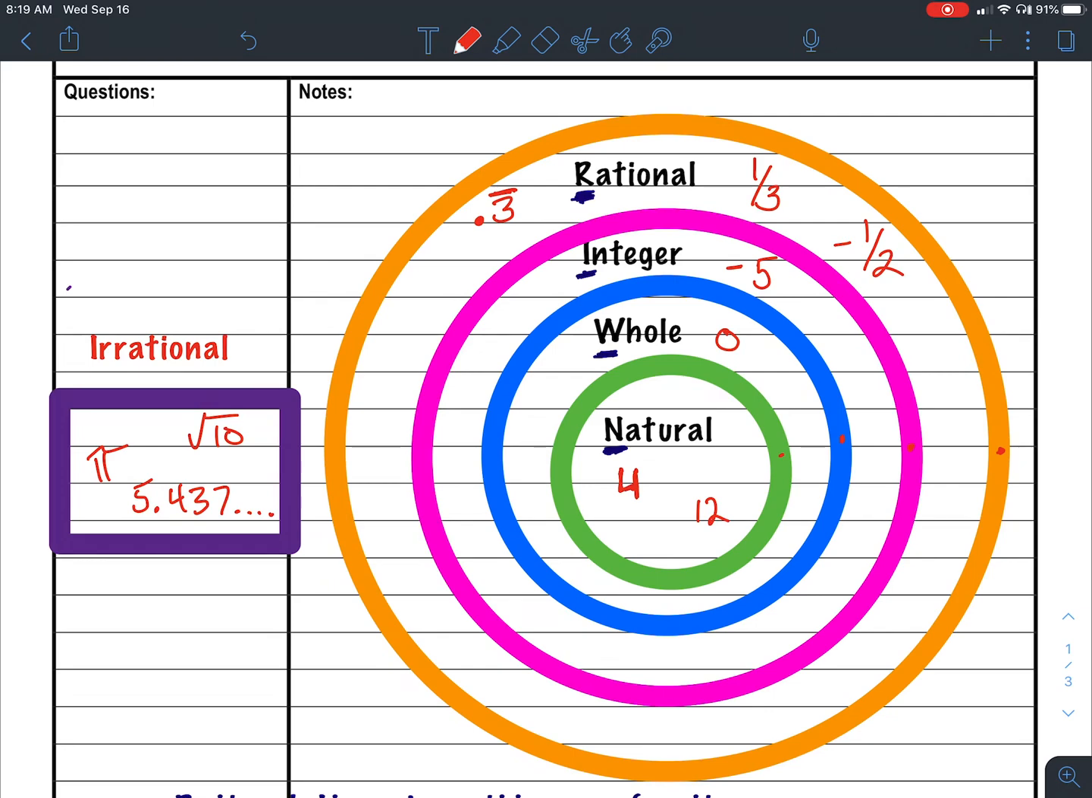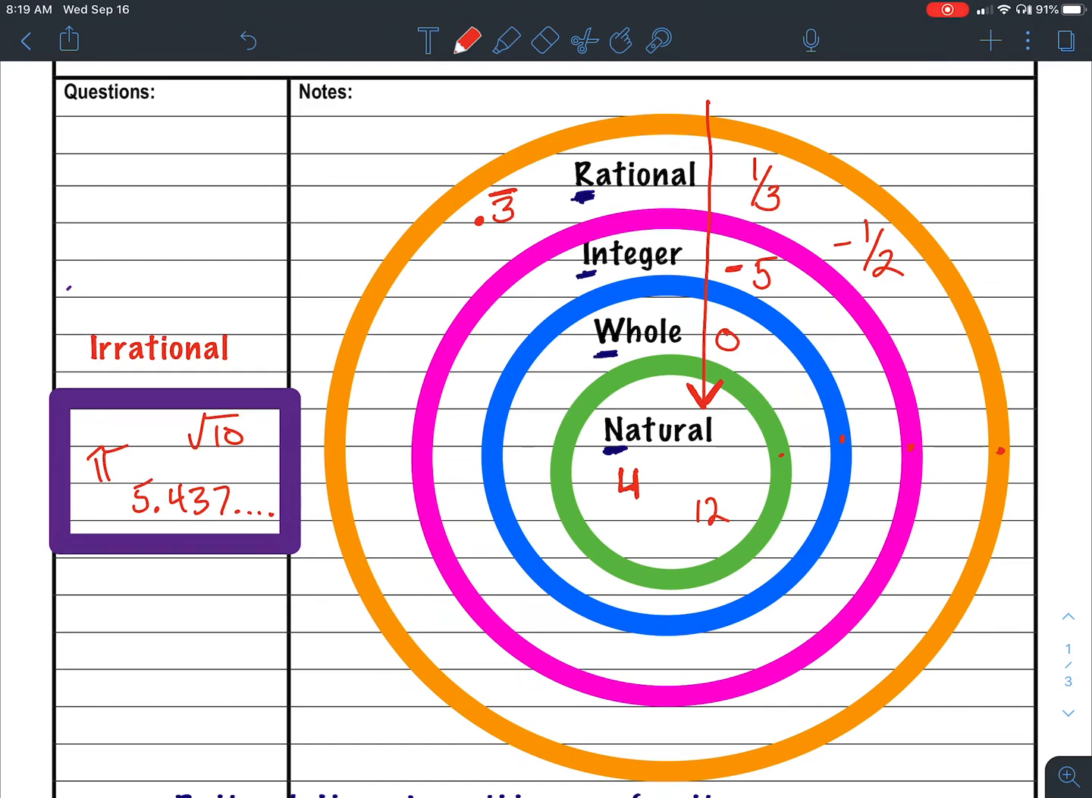So if I asked you all of the classifications that 4 can fall into, you would have to tell me rational, integer, whole, and natural. Typically, you are asked for the most specific category. And what I mean by the most specific is how close to the center of the circle can we get? So for example, on 4, we can get all the way to the center. So if I ask the most specific on 4, you would tell me natural.